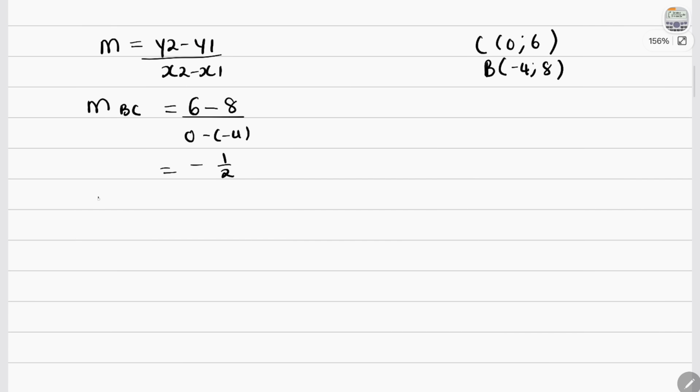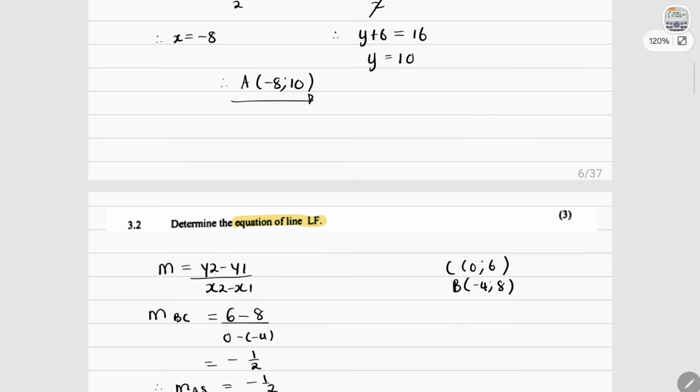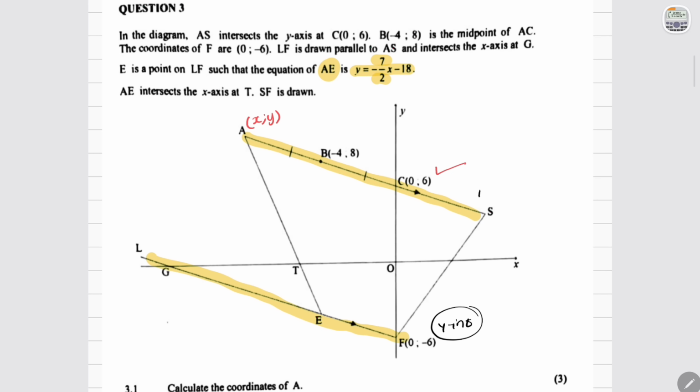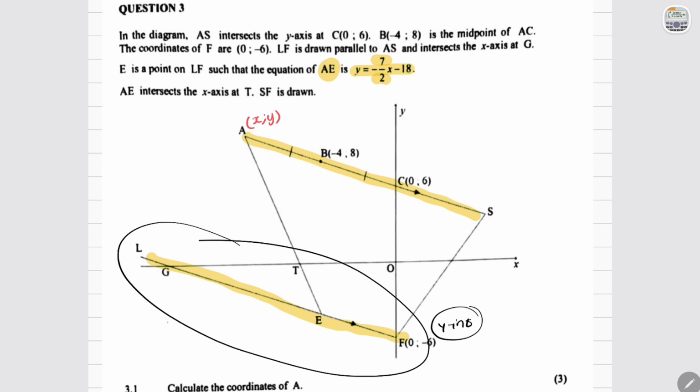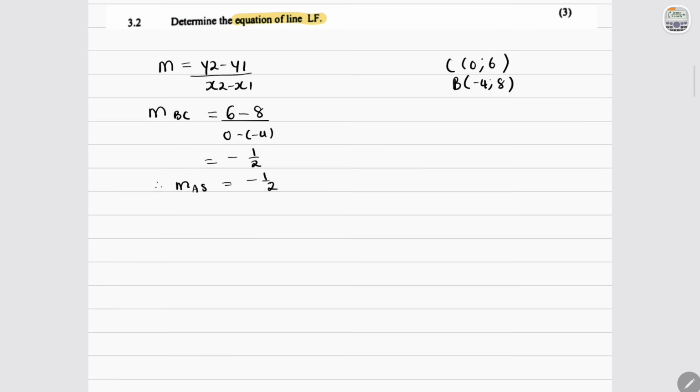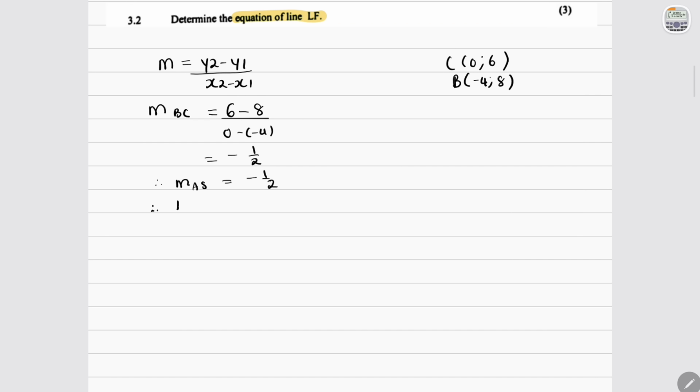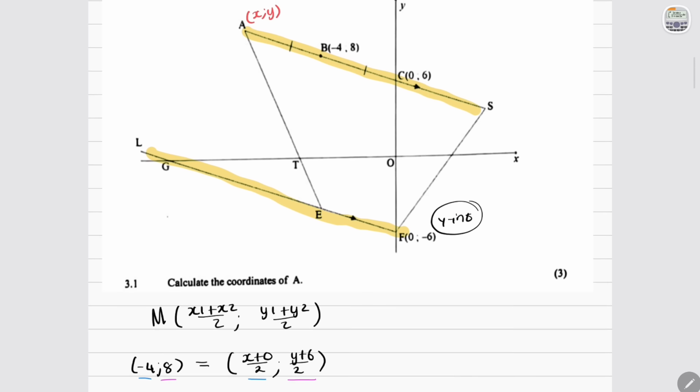Okay, so because that's the gradient of BC, that's really just the gradient of AS at the end of the day. It's negative 1 over 2. Since those points lie on the same line, and because these are parallel, we can just say that is also the gradient of line LF. So we can say the gradient of line LF is negative 1 over 2. Now that we have its gradient, we can find its equation.